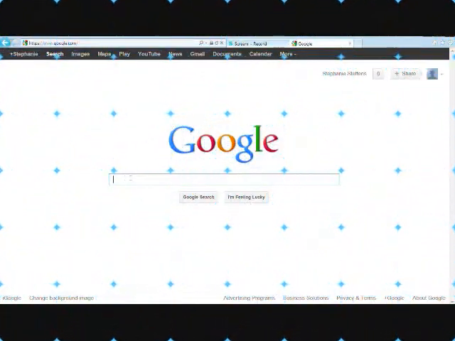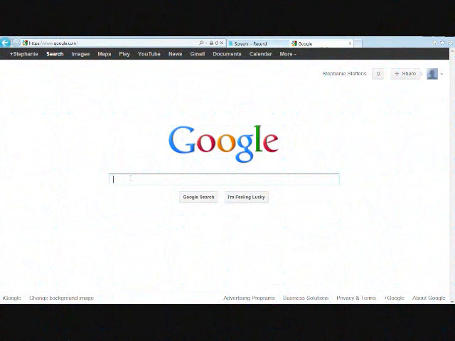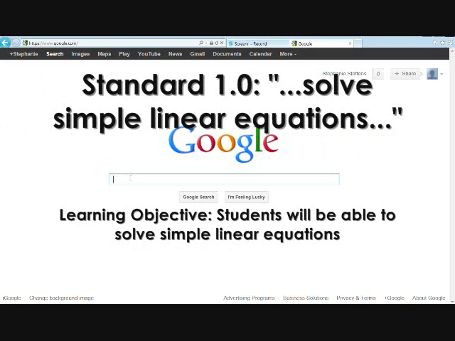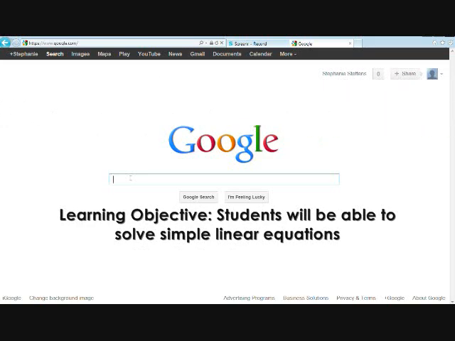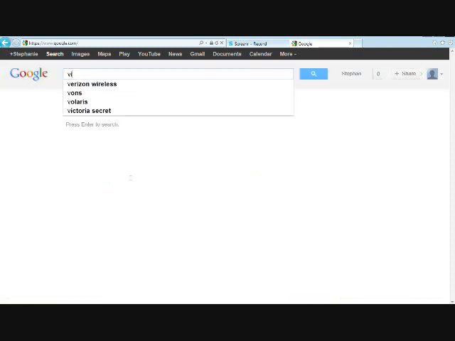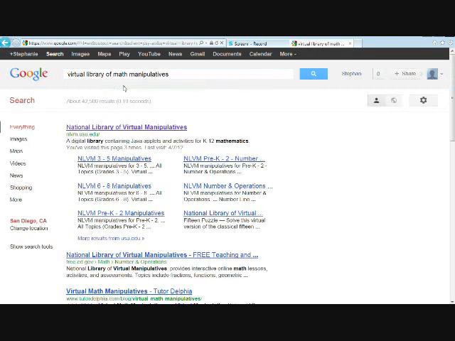I'm going to show you an interactive game that addresses a part of Standard 1.0, Solve Simple Linear Equations. The first thing you need to do is open Internet Explorer. If you don't have Google set as your home page, go to google.com. Once you get there, do a search for Virtual Library of Math Manipulatives. Click on the first result.